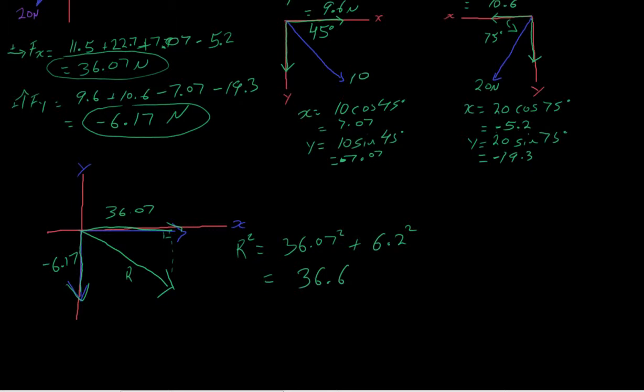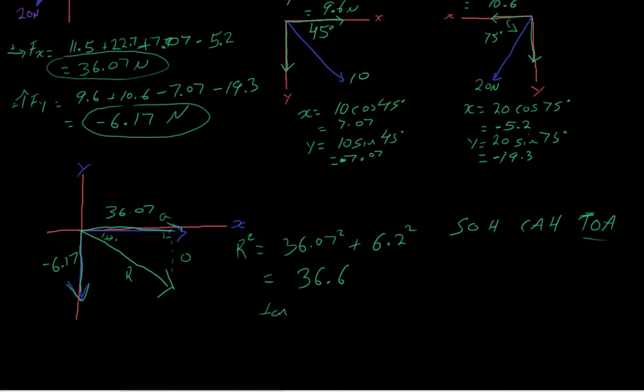Now I have to find the direction as well, so I need to find theta. That's where we're going to use SOHCAHTOA. Remember SOHCAHTOA from my previous video. So we have the opposite and we have the adjacent. The opposite is 6.17, and the adjacent is 36.07. We also know what the resultant is, but we're just going to use the ones that were given for now. So we're going to use tan, which is opposite over adjacent.